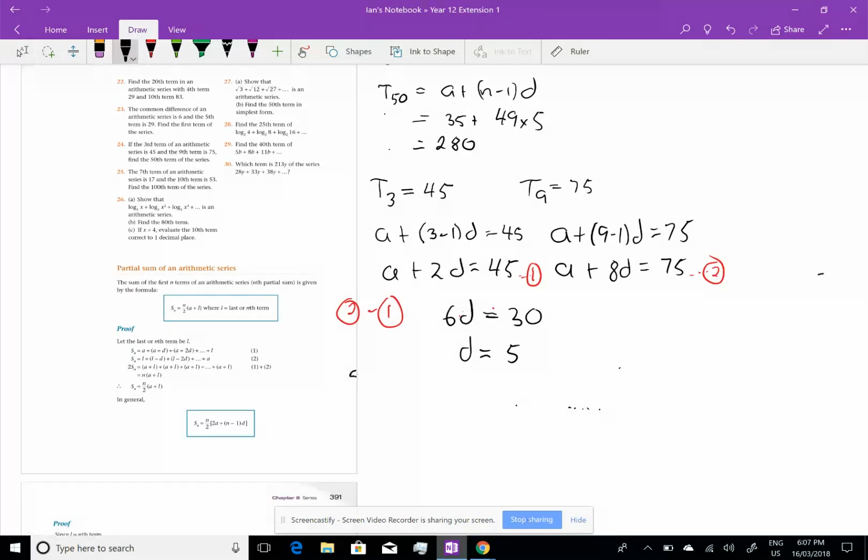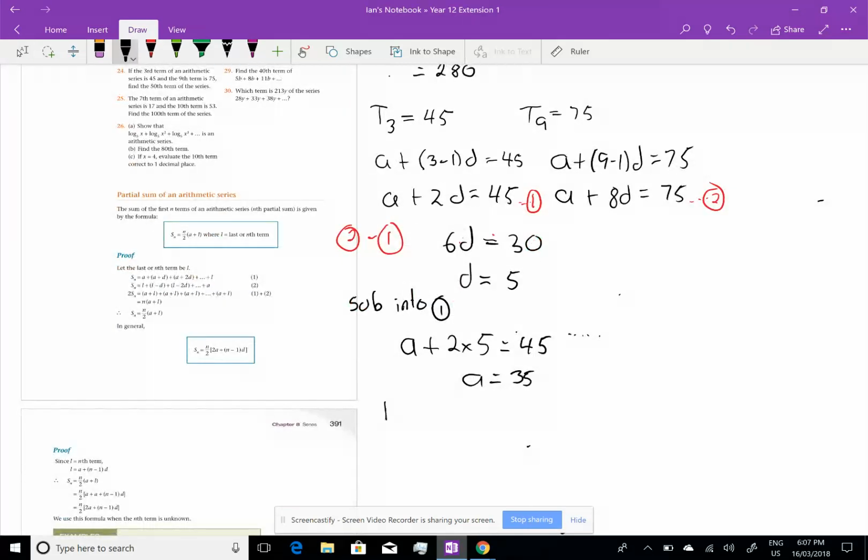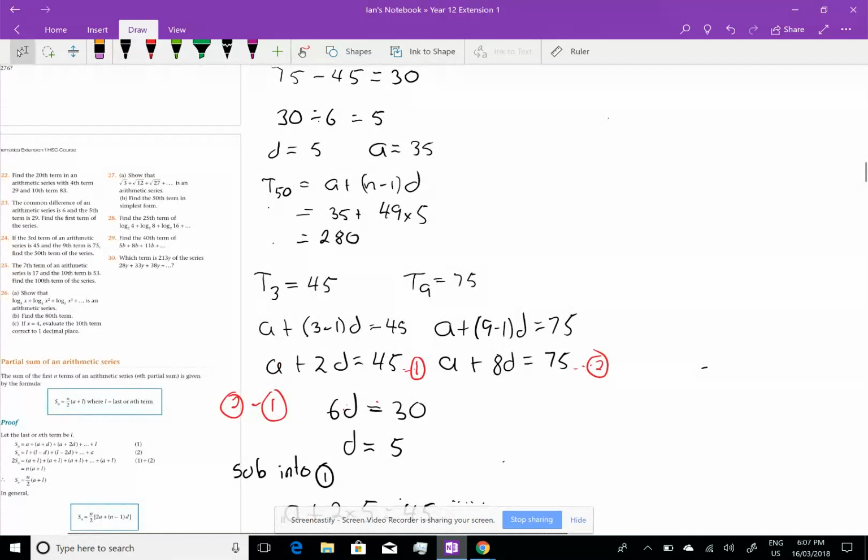And then I just sub that value into equation number 1. Equation number 1 was a plus 2 times 5 equals 45, and I'll get a equals 35. Then I just do the substitution for T of 50, which is 35 plus 49 times 5, and that gives me 280. So either way is just as good to solve that one. Let's move on now to question 26.